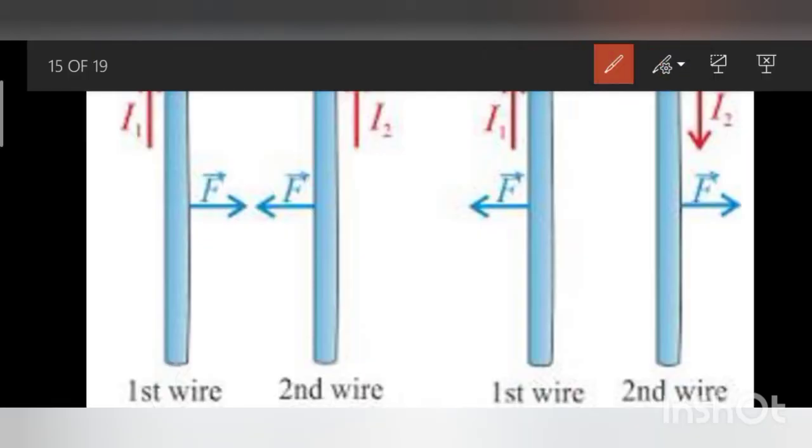In the last video, we watched a demonstration in which wires having current passing through them in opposite directions repel each other, like in this figure. In the first wire the current is flowing upward, and in the second wire the current is flowing downward. Due to the forces being in different directions, the wires repel each other, and when current flows in the same direction, the forces are toward each other, so they attract each other.